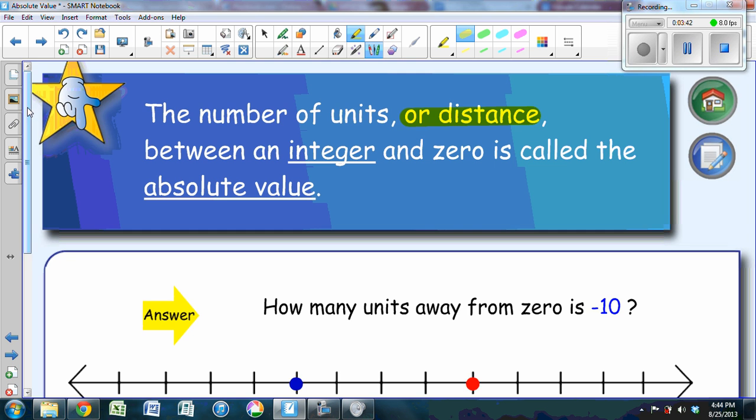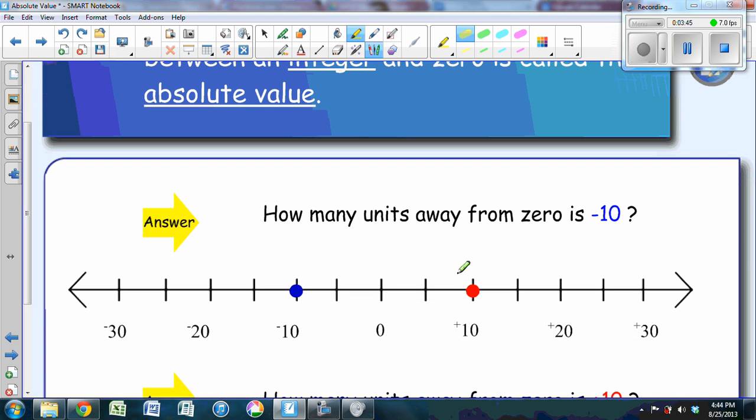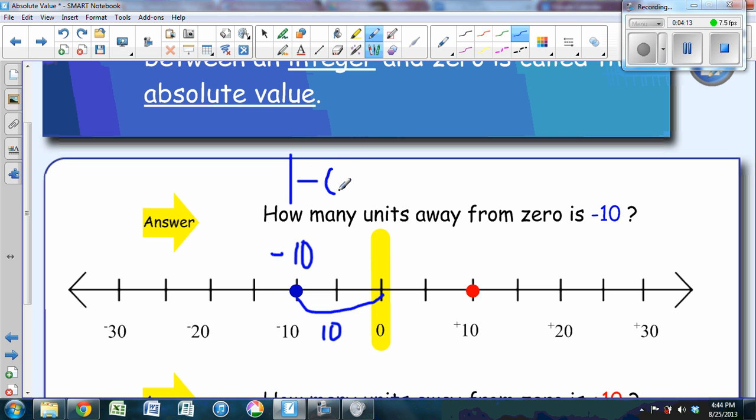So, distance always comes back to 0. So if I highlight my 0 line right here, distance from 0, the absolute value is the distance from 0. So let's see, negative 10 right here. How far is negative 10 from 0? Well, it's 10. So the absolute value, and we draw absolute value with these bars. They're kind of like brackets, but they're straight up and down. It's 10. So the absolute value of negative 10 is 10.